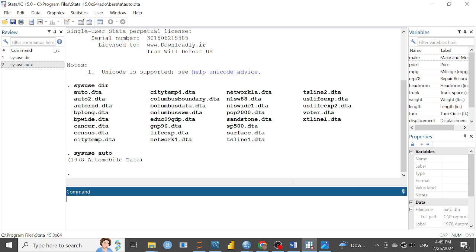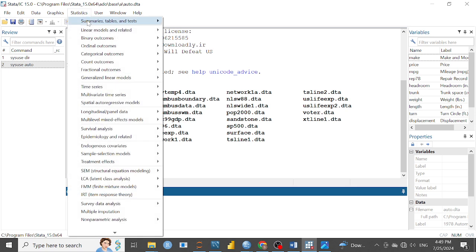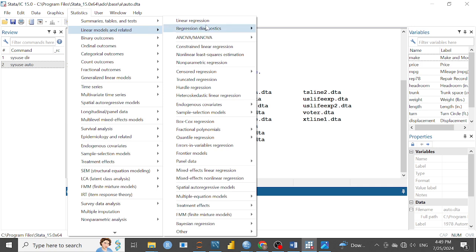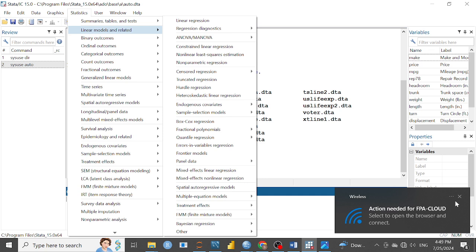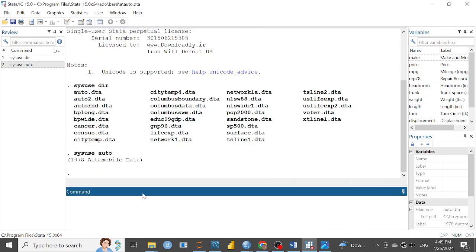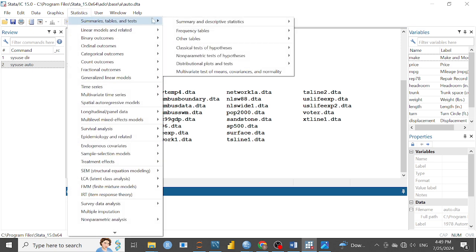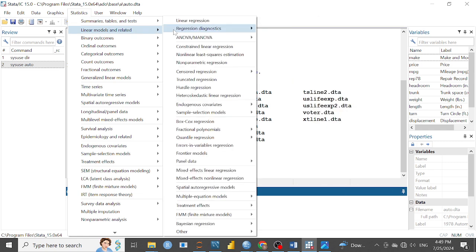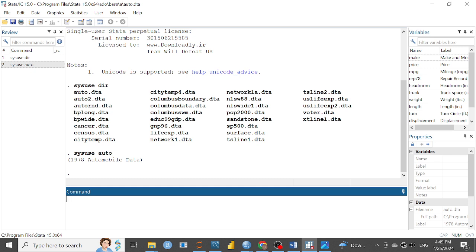Now, regression. You can go through statistics, linear models and related, then regression, linear regression. I can pick any of these, say statistics. You can see it here. You can see regression, diagnostics, and over 100. The one I want to use is this, but you can go through the usage of the command regress, or I just use reg.